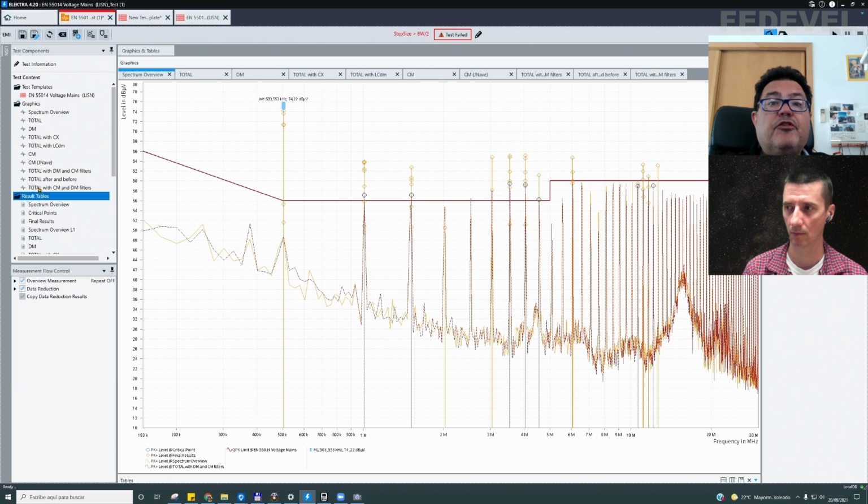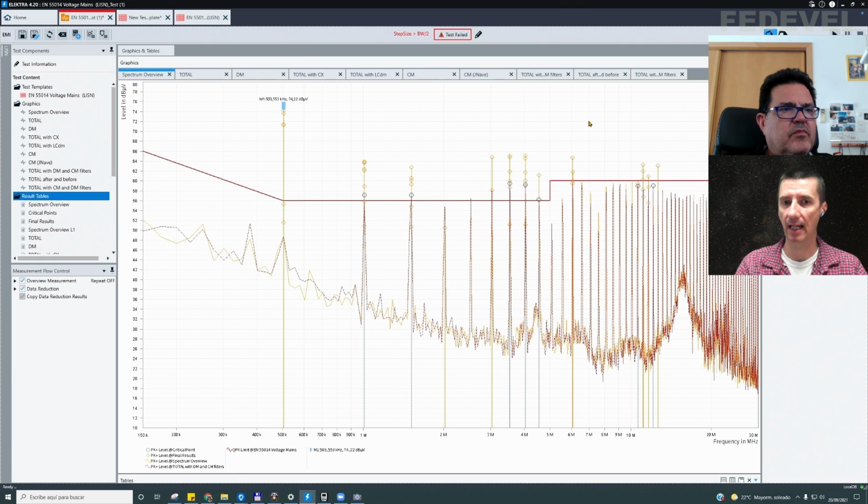You can save different results. For example, I am recording here what happened with my total emissions, what is the differential mode part, the common mode part, or for example, you can introduce different measurements with different filters in your application. I have introduced a parallel capacitor, an additional inductor, or any other change you want to try in your system. So basically, under one graph, you can see all the different results which you measured during your test. Exactly. So you can compare or you can report.